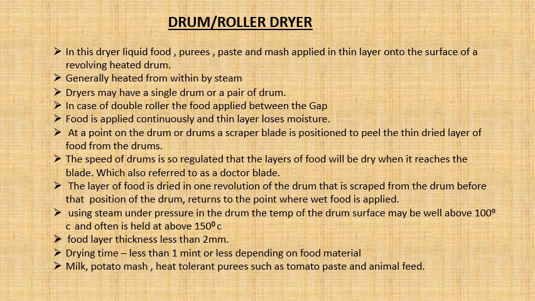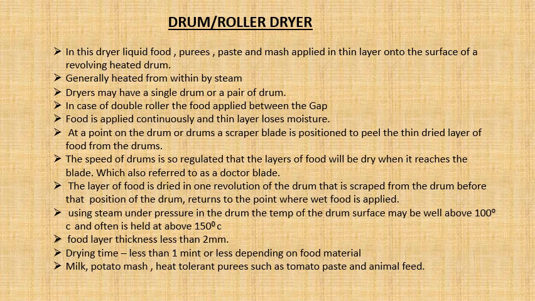At a point on the drum, there is a blade which scrapes out the dried product, called the scraper blade. The speed of the drum is so regulated that the layer of food will be dry when it reaches the blade, which is also referred to as the doctor blade. So the layer of food is dried in one revolution of the drum and scraped from the drum before the position returns to the point where the food is applied. Using steam under pressure in the drum, the temperature of some segments may be well above 100 degrees Celsius and often is held at above 150 degrees Celsius.